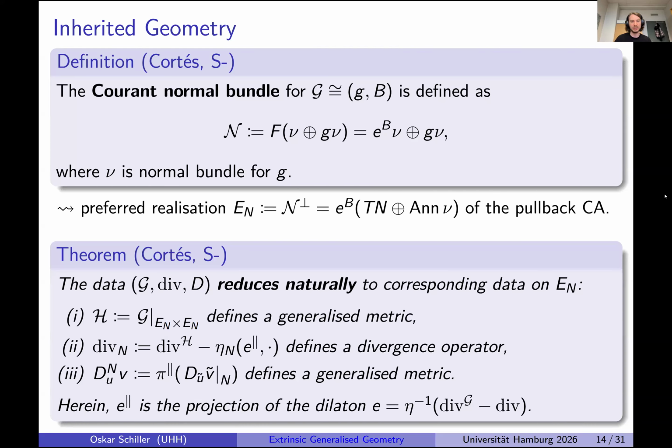You can check that this actually defines a generalized metric. Then you can define an inherited divergence operator in the following way. So you have this inherited generalized metric, which gives you a divergence operator, as I explained before. And then from this, you subtract the parallel projection of the dilaton and you use the inner product to turn this into a section of the dual space.